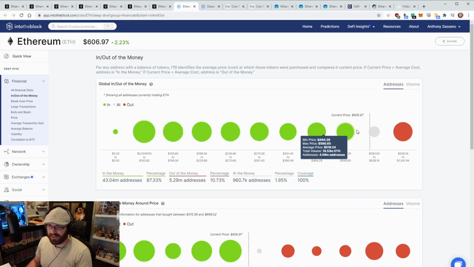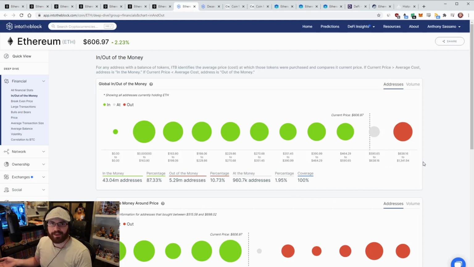You can see right here that at $600, 87% of all ETH holders are in profit, right? Where's the sell pressure? The other 12% or whatever it is, or sorry, there's also the at the money here, as you can see, is 2%. So let's include that. That's people that bought at around $600. So let's say it's almost 90% that is in the money. There's 10% of tokens left that are at a loss, all the way up to 1400 or 1340 here.